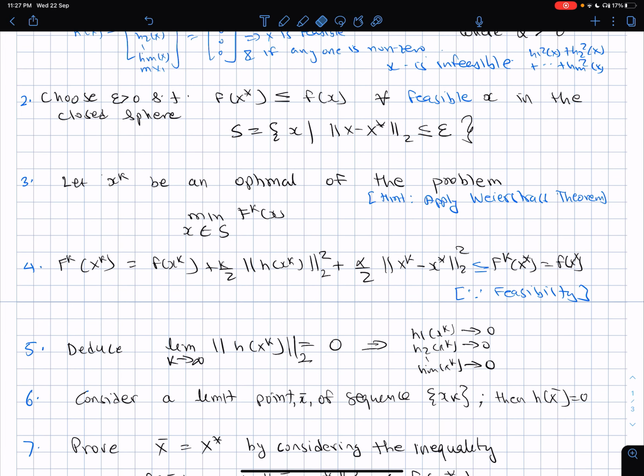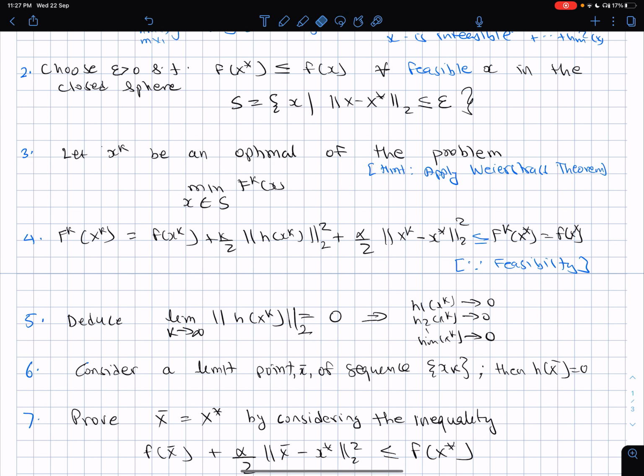Because we have already deduced in step 4 that it is bounded above by the optimal value f of x star. So if this is going to infinity and this whole thing is bounded above, then these terms should contribute towards going to minus infinity in some sense. But that is not going to happen. Why? Because this is only within epsilon distance.